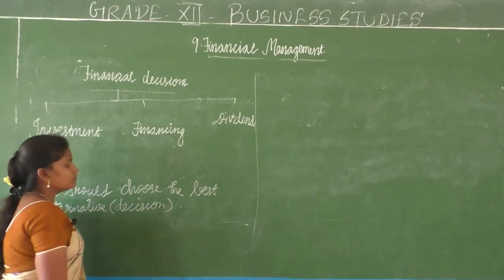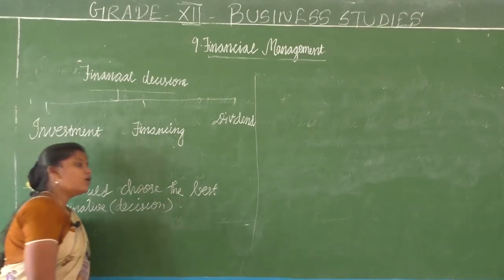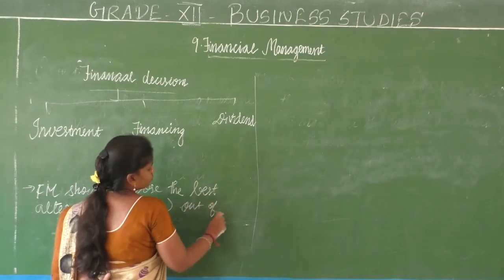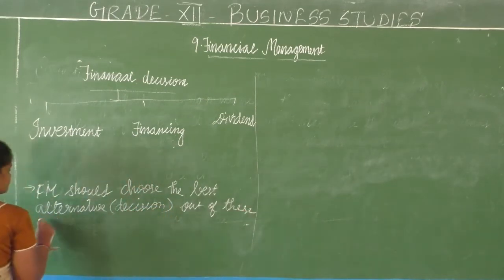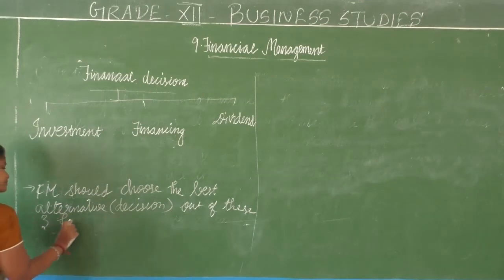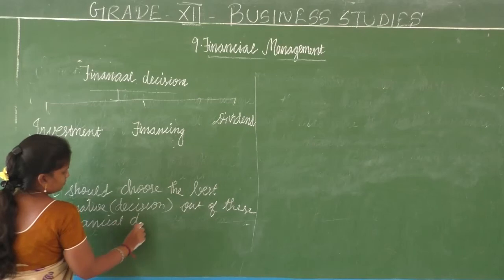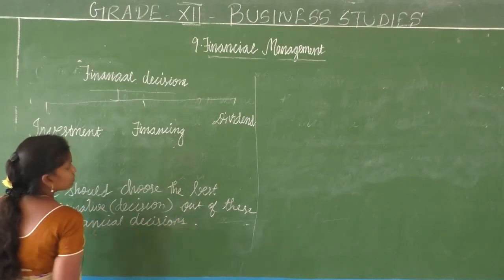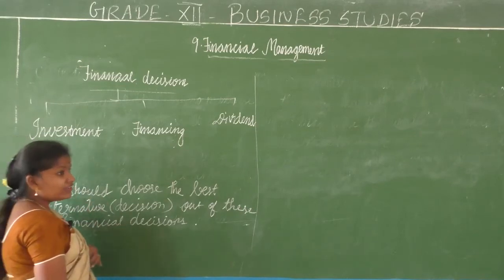The FM, financial management, should choose the best alternative or decision out of these three financial decisions. So as the name says, first thing is an investment decision.